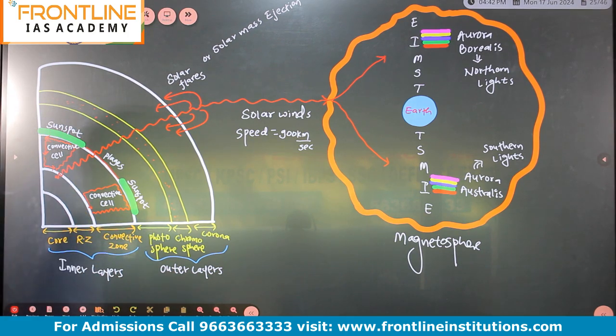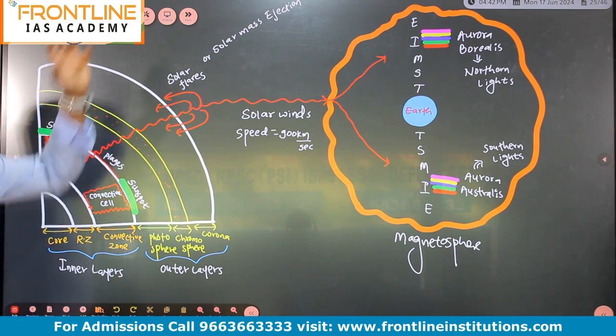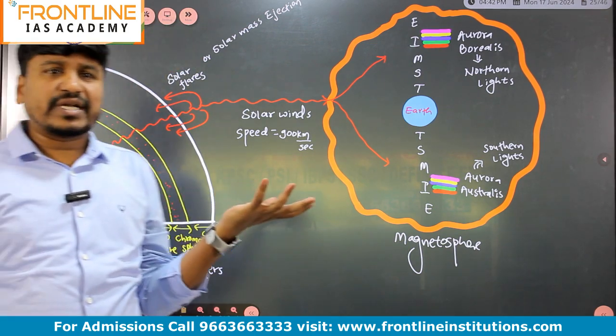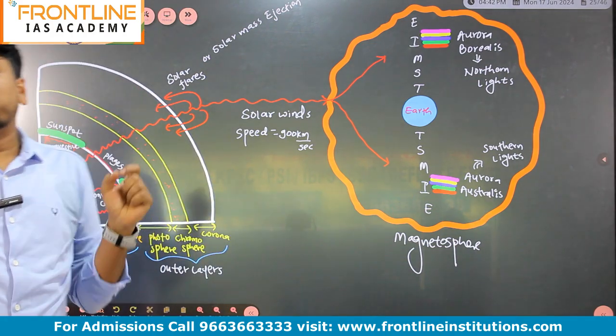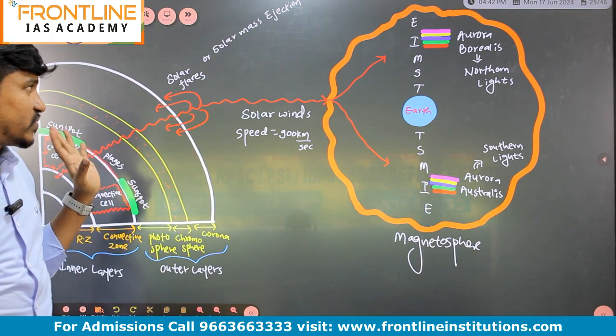These are the repeatedly asked questions, like what are auroras, and what are solar winds. It's a repeatedly asked question. So aurora borealis and aurora australis, very important.